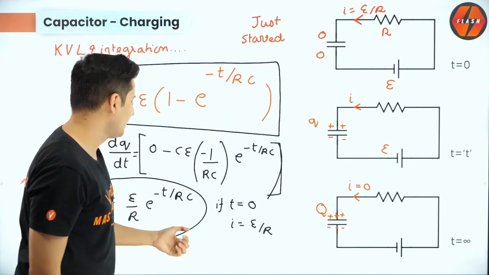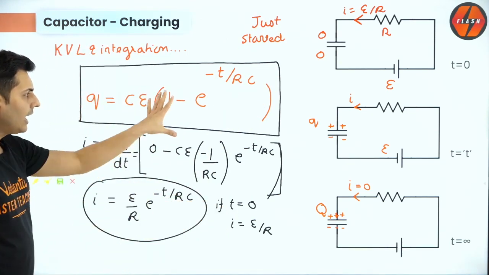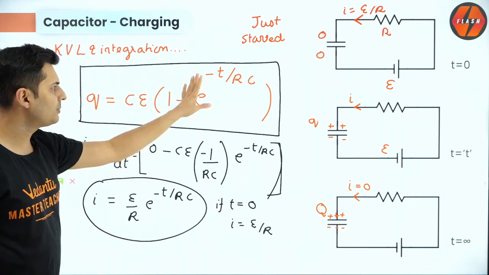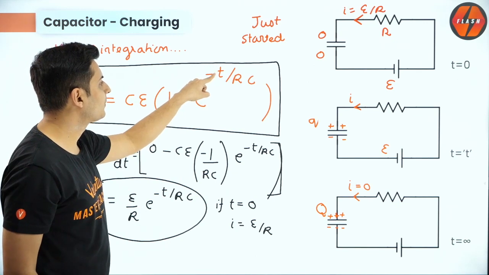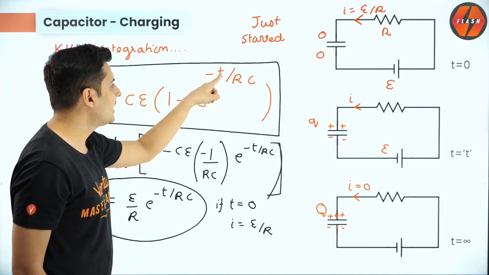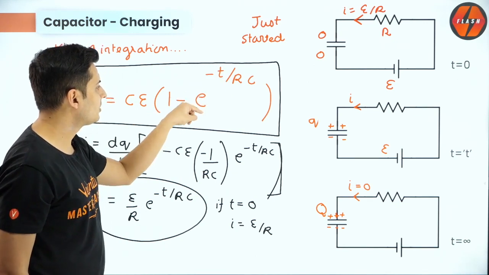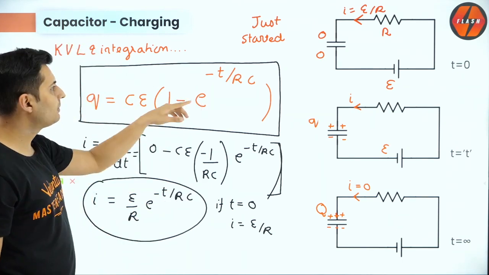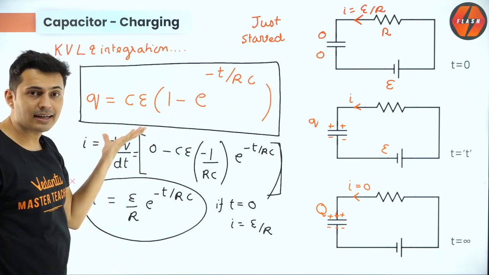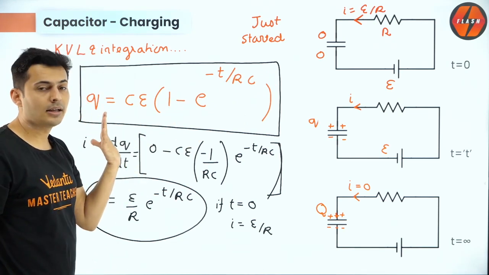Very interesting. So that's the initial current, and you can verify all these formulas by putting special values. How? Put the value of time as 0. If time is 0, e raised to 0 will be 1. So this will become 1. 1 minus 1, 0. So initial charge will be 0. That is correct. Exactly correct.